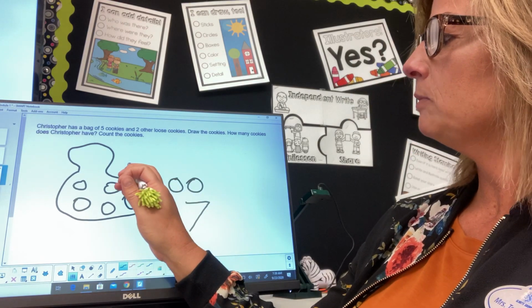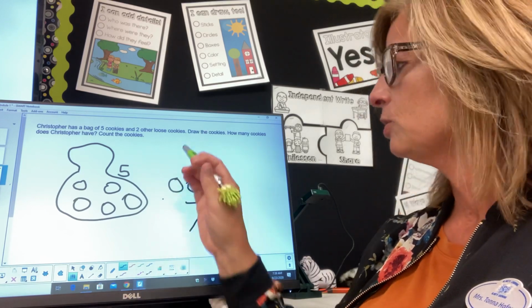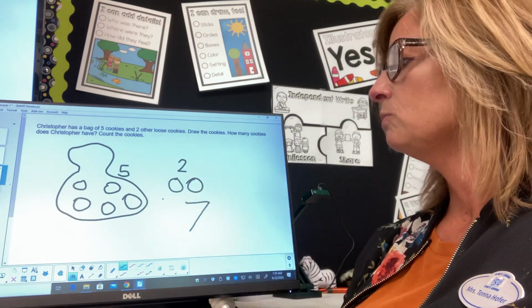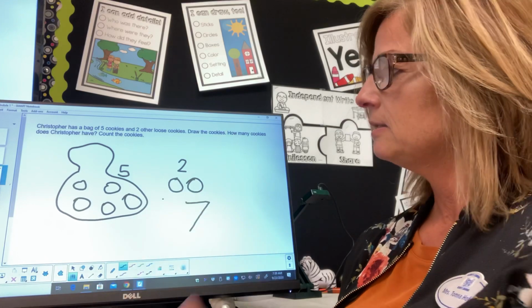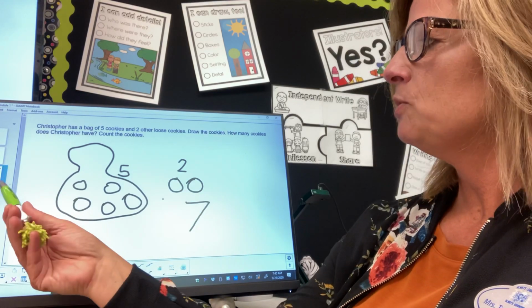I like to put the numbers by the other parts too. So I like to put a 5 next to the 5 cookies, and I like to put a 2 next to the 2 cookies, and then the 7. Great, good job. Okay, let's move on.